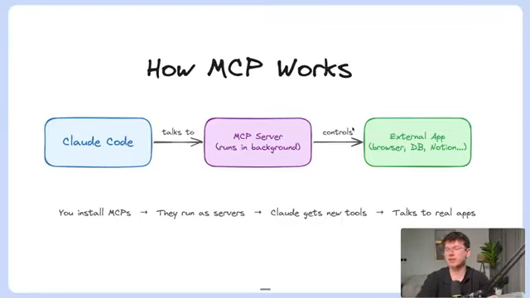Whatever that may be. And it makes it so much faster for us to be able to use the software because it is trained on how it should talk to the API documentation. And the API documentation is essentially the documentation which shows how you can actually automate something with the software. So you can install the MCPs, they run as servers, right? And Claude gets new tools and talks to real apps. So you basically don't have to configure things yourself.